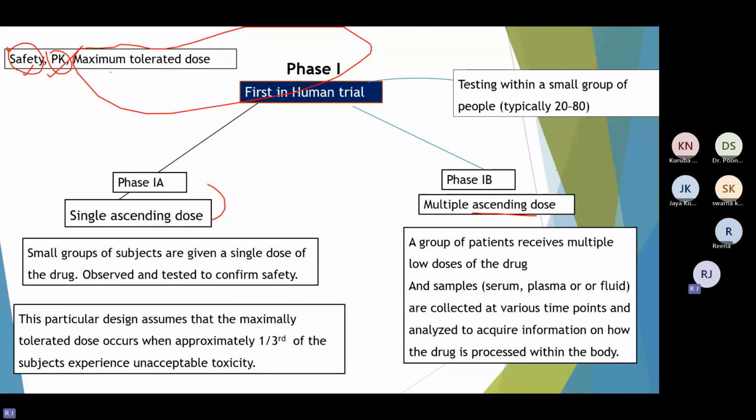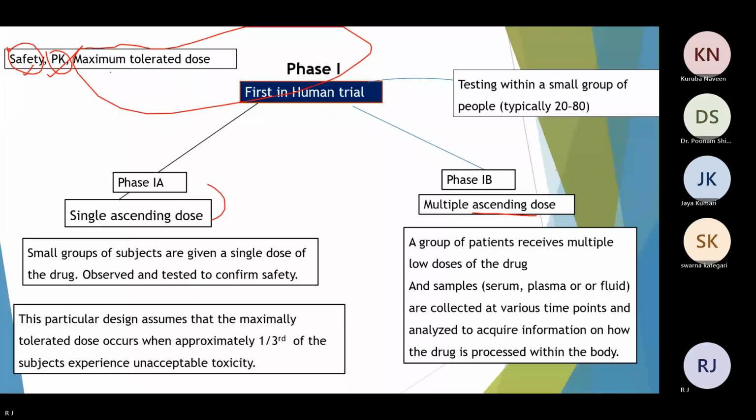so how do we determine the maximum tolerated dose? For example, they have taken 30 people. Okay, and they have given the drug, and after 7 days they have checked how many people have abnormal liver parameters, LFT, AST, ALT. Okay, based on that they will determine, okay, now 10 people are suffering from abnormal liver parameters, which means this should be our maximum tolerated dose. Okay, in phase 1B a group of patients receive multiple low doses of the drug.